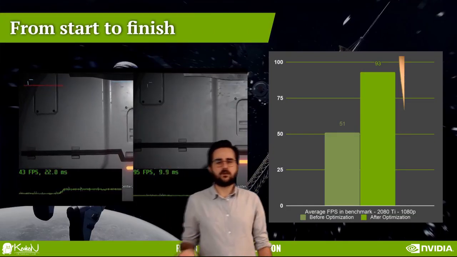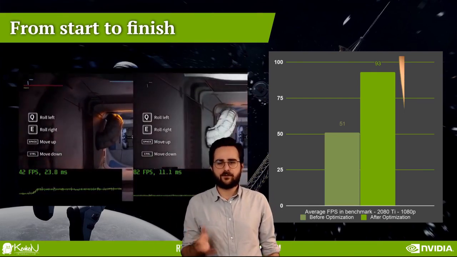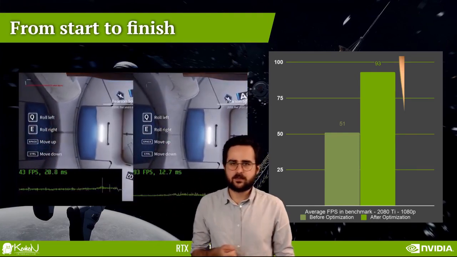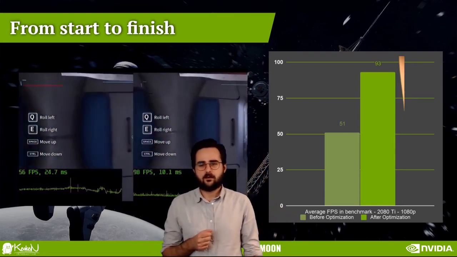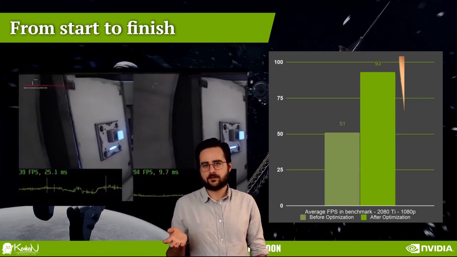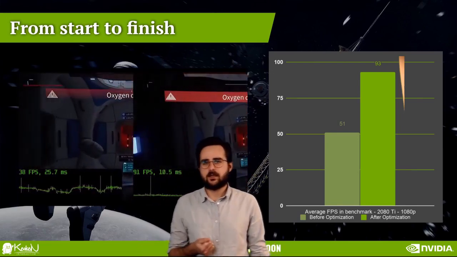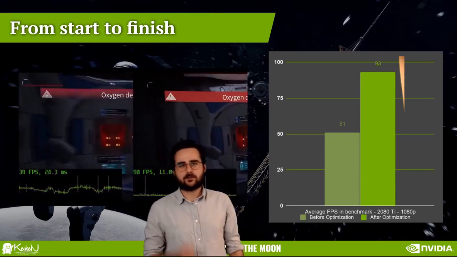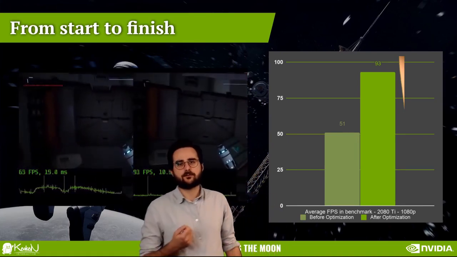So, from start to finish, here you can see on the left side that our game is running at around 40 to 50 FPS and has some stutters which are really jarring. And on the right side, we optimized our content, and you can see that we have an average of about 93 FPS. This is without DLSS, and the difference is about 40 FPS. We went from 51 FPS to 93 FPS on a 2080 Ti at 1080p. And that is why it's so important to optimize your content, so you can get these huge performance gains and still keep the visual fidelity of ray tracing.